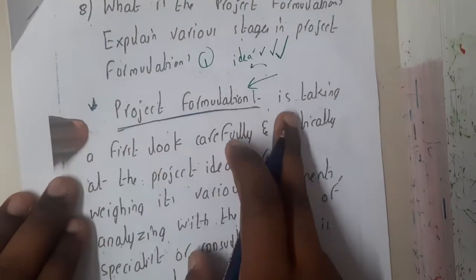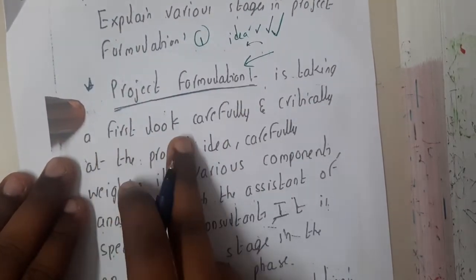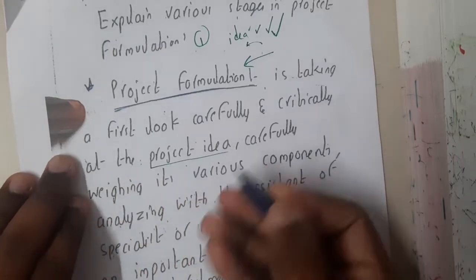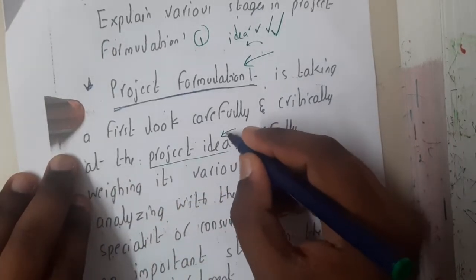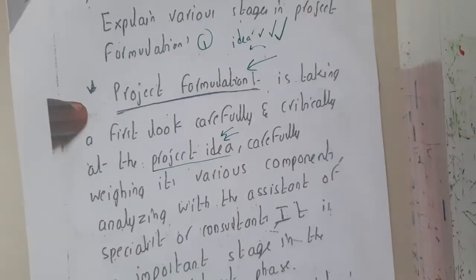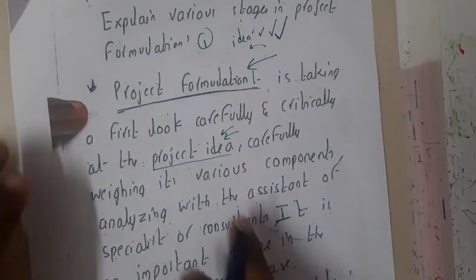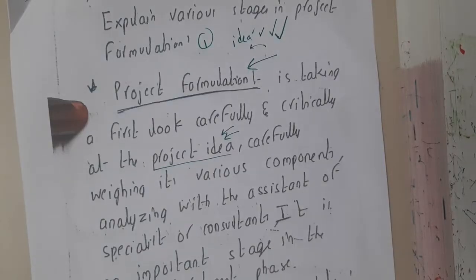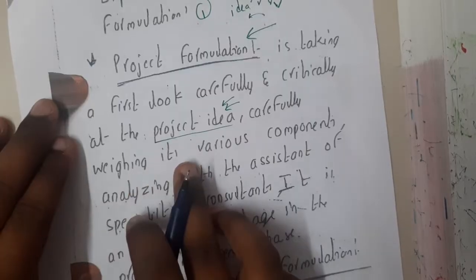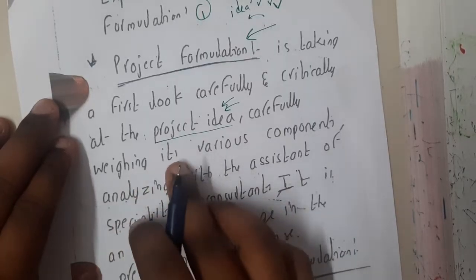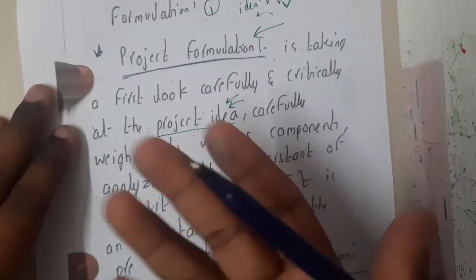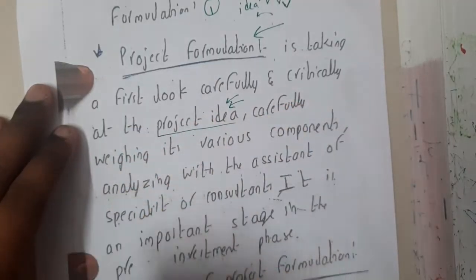Project formulation is taking a first look, carefully and critically, at the project idea. Previously you thought about whether the idea is successful or not, whether it is implementable or not, those basic things you check, right? Here you will be checking everything carefully, guys. You will be doing multiple analyses, and we'll be discussing them, don't worry. Then careful weighting: there are various components, so basically you will be weighting those components, like this is important, this is important, this is important.